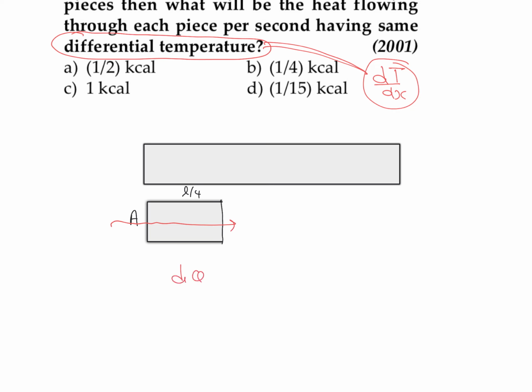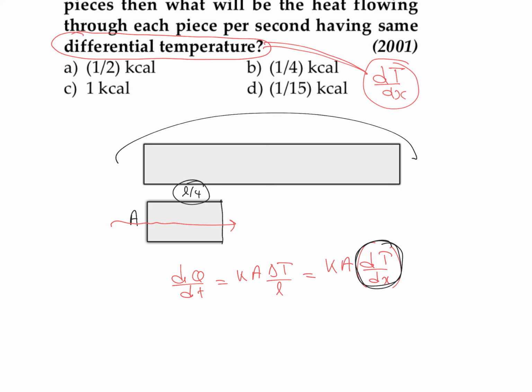So we can write the rate of flow of heat energy dQ/dt is equal to KA delta T divided by L. So over here, this difference in temperature with respect to distance, they are keeping it constant. That means we can take it as dT divided by dx, which we call differential temperature or temperature gradient. So over here, the temperature gradient is constant. So you should not think that the length becomes L by 4 and we are maintaining the same temperature difference across this one. It's not like that. The differential temperature is the same.